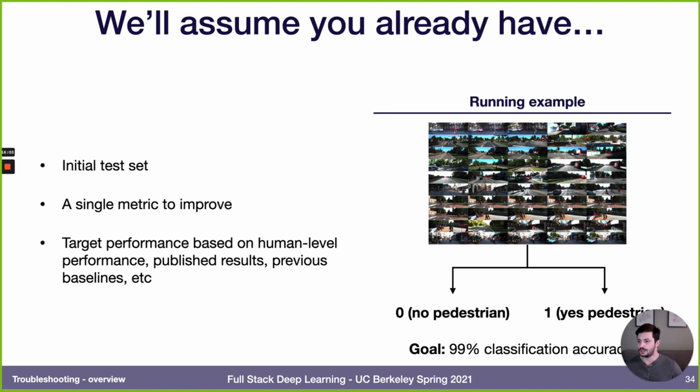And so for the sake of example today, we're going to use a running example of pedestrian classification. So suppose that we're working on building a self-driving car, and as one component of that, we're training a model that takes as input an image of a scene and tries to classify whether or not there's a pedestrian in that image. And let's say, for the sake of example, that our goal here is going to be 99% classification accuracy. Okay, so some of you are going to go work on self-driving cars after you graduate, and I hope that you're aiming for higher accuracy than this. But for the sake of our example, let's say that we're targeting 99%.